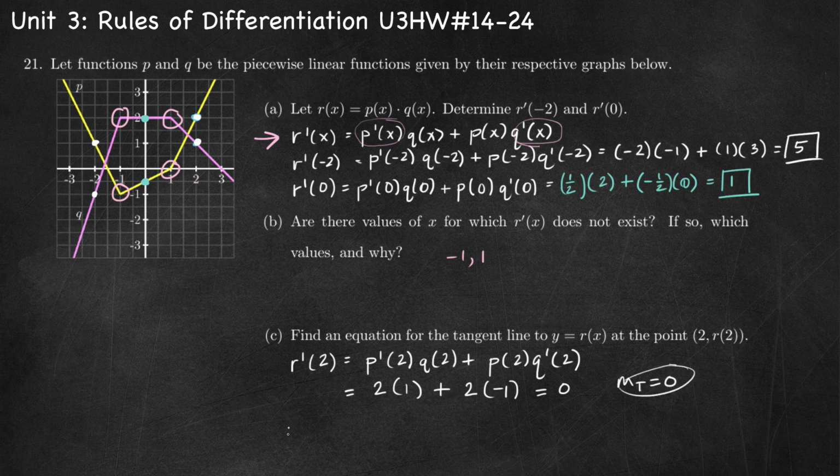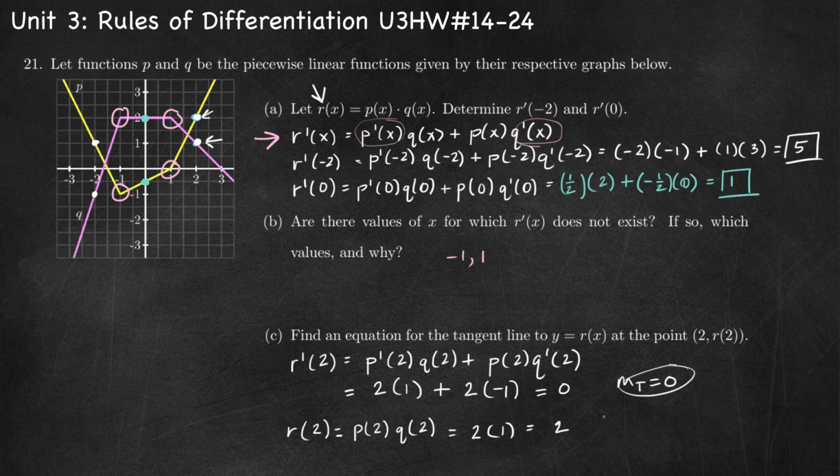And then the point of tangency, we need to find r of 2. R of 2, so now I'm looking here at the rule for r of x. R of 2 equals P of 2 times Q of 2. And P of 2, we said was 2. Let's just double check that. P of 2 is 2. Yep, I'm looking right there. And then Q of 2 is 1. So P times Q at 2 is just equal to 2.